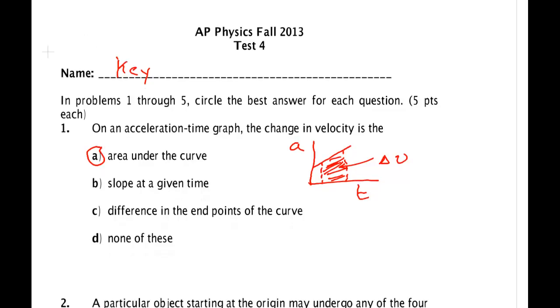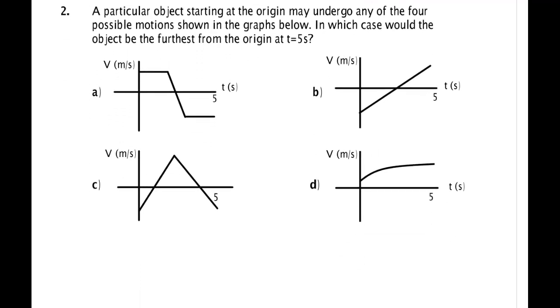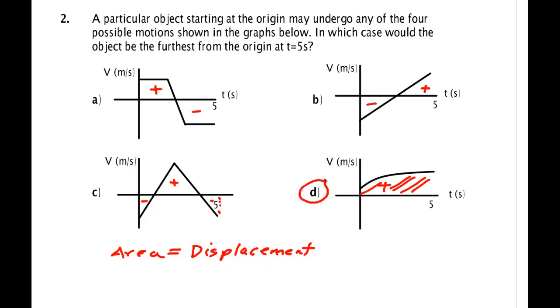Problem number 2. A particular object starting from the origin may undergo any of 4 possible motions shown in the graphs below. In which case will the object be furthest from the origin at t equal 5 seconds? We need to know here that area is displacement for a velocity time graph. So we're looking for the largest area under the curve. Well, this is plus area and that's negative area. This is negative area, plus area, and then negative area. That looks like about 0 displacement. This is negative area and that's plus area. But here, everything is plus. So this one will have the largest amount of area under the curve.